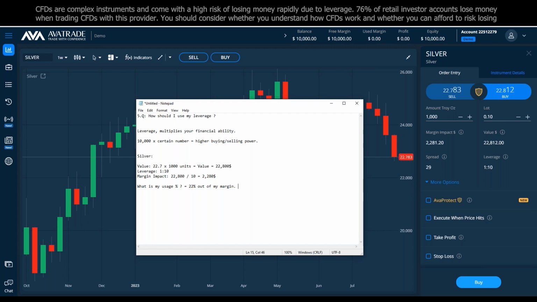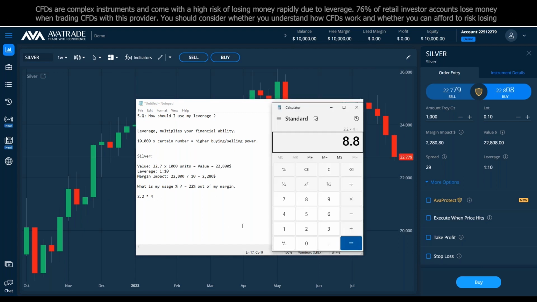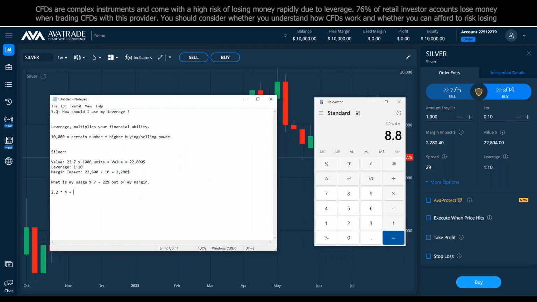All right, guys. As I was saying, the value at the moment is sitting at 22,000, which means that the margin we're using is $2,200. That means that this position will occupy 22% of the margin. If I take another 4 positions like that, where will I be? 2.2 multiplied by 4 is 8.8. Can I take another position after that? Can I take another position, guys?